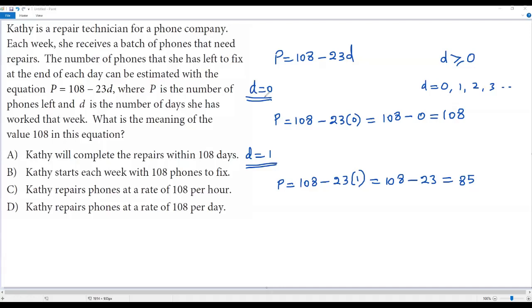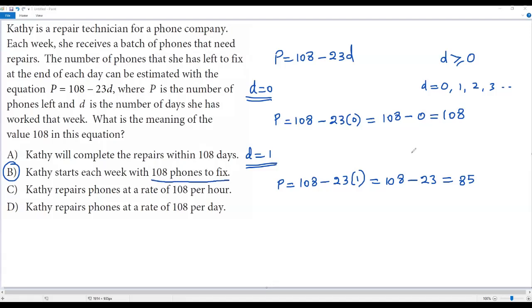When D is equal to 0, that means before she started working, the number of phones is 108. After 1 day of work, the number of phones is 85, so she has fixed 23 phones. So clearly 108 is the initial number of phones she has before she started working. When I go over the 4 options, option B is correct because option B says Kathy starts each week with 108 phones to fix.